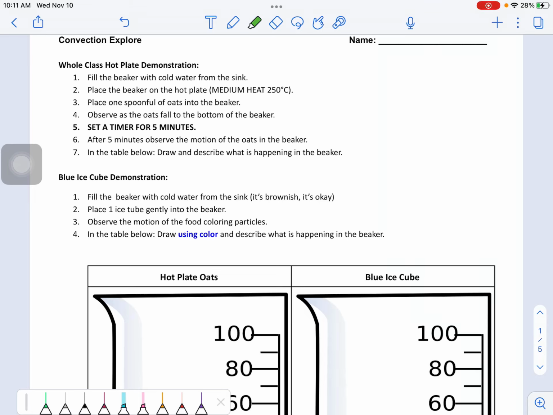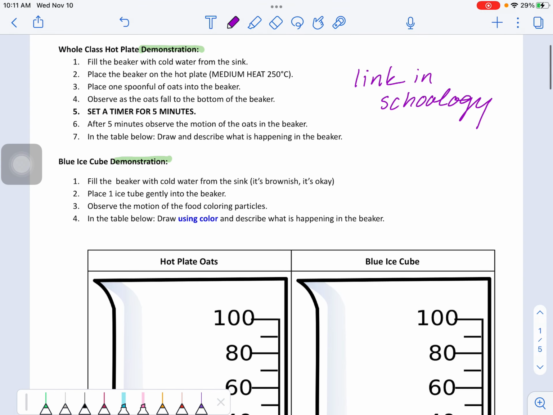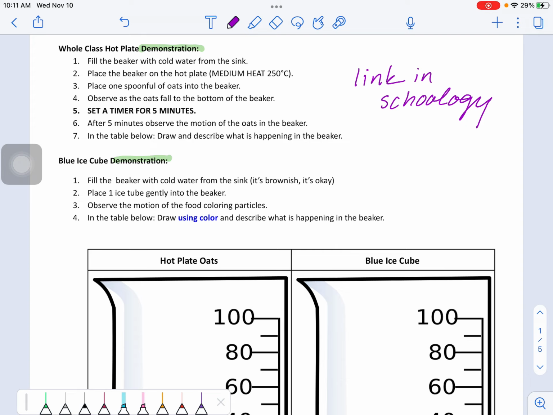So our new topic today is convection, and we're looking at two demonstrations. Both of these can be found linked in the Schoology assignment. What you're looking at is what's changing about the motion of the materials in the beakers based on their temperature. We've got one hot and one cold.